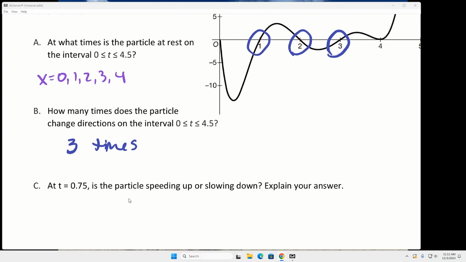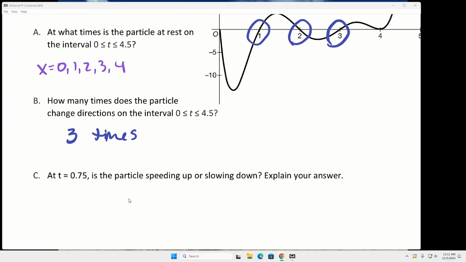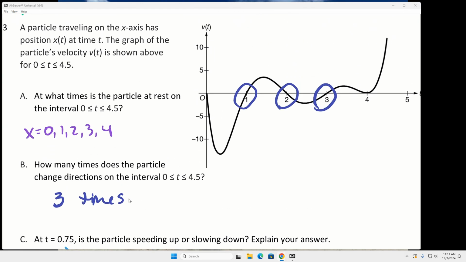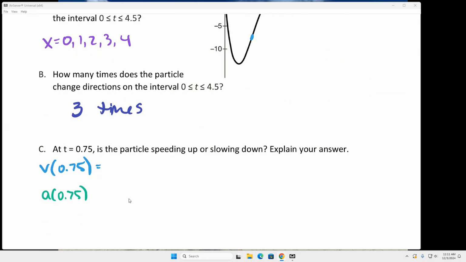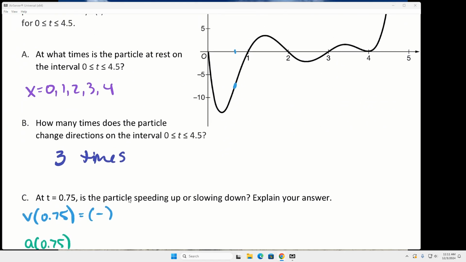All right, and then at t equals 0.75, is the particle speeding up or slowing down? So we need two things. We don't actually have to find the values of these two things. We just need to know if they're positive or negative. So this is the graph of the velocity. We'll say 0.75 is about right here. All right, so would you say the velocity is positive or negative? What about the acceleration?